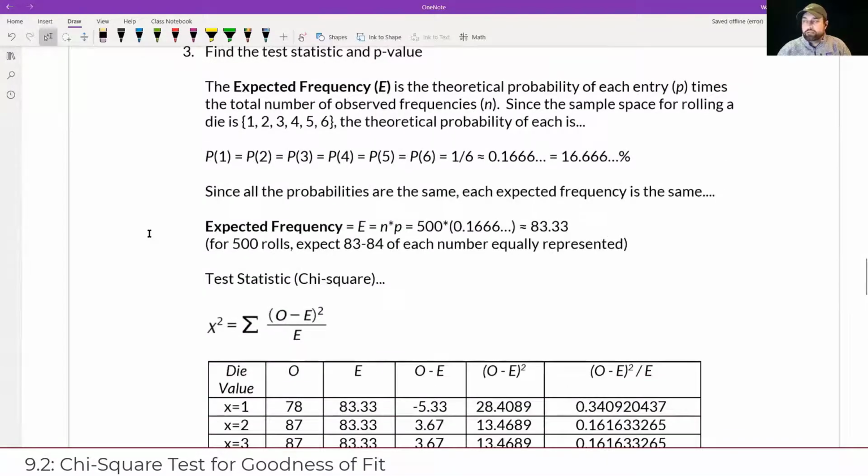So if you were rolling a six-sided dice, how many ones would you expect? Well, the probability of rolling a 1, if it's fair, is equal to the probability of rolling a 2, rolling a 3, 4, 5, and 6. So that's 1 out of 6, right? And so the probability of each number is 1 out of 6, or 16%. So we're going to take our 500 rolls, and we're going to multiply it by 16%. So we would expect there to be a frequency of 83.3 of each value.